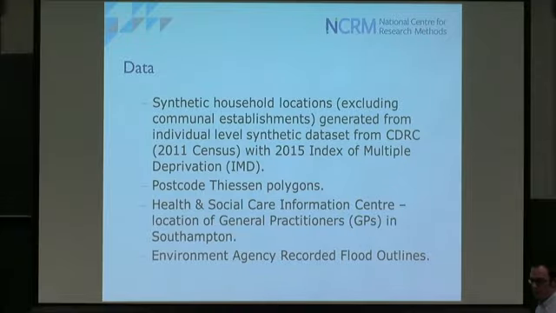So as I was saying, our synthetic household locations come from 2011 census data, and to that we're also adding index of multiple deprivation data from 2015, and then we're working with postcode Thiessen polygons and also adding in data on access to general practitioners in Southampton. We're also adding in Environment Agency recorded flood outline data because we're aware of interest in working in this area, and so together we're forming a data set which has many of the properties of the linked data which is starting to become available.